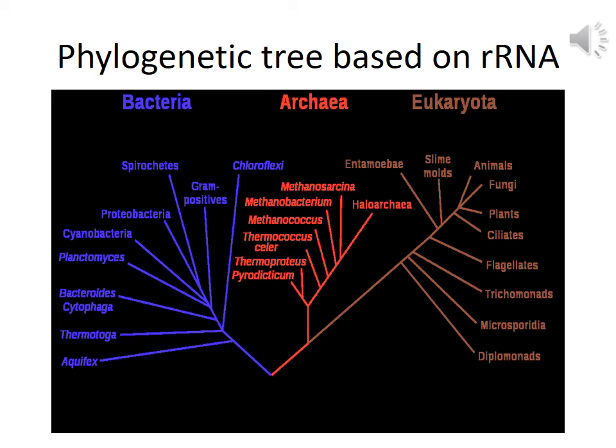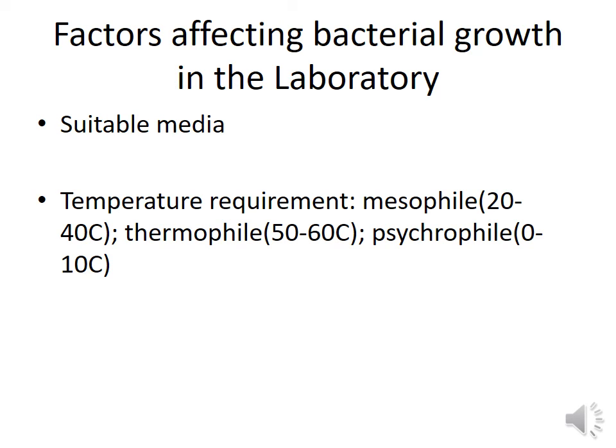It is said the Archaea are ancient relatives of eukaryotes since they share common introns, which are regulatory genes in their DNA. Introns are lacking in prokaryotes. The two most important factors affecting growth of bacteria in vitro are the media used, which will be taken up in the laboratory, and temperature.